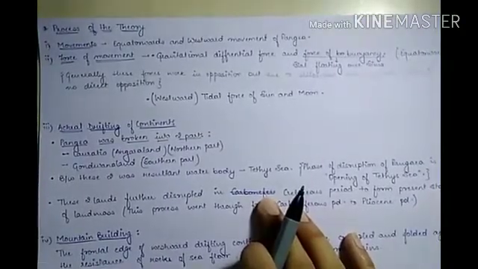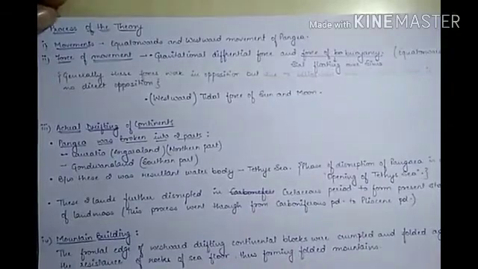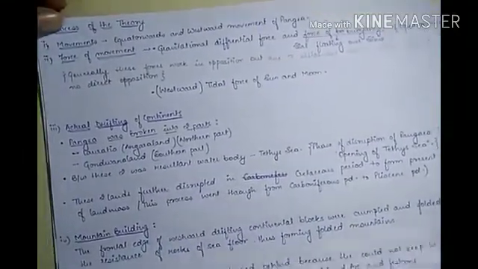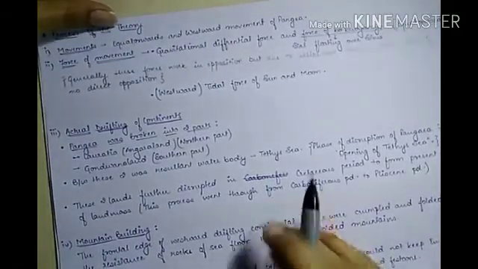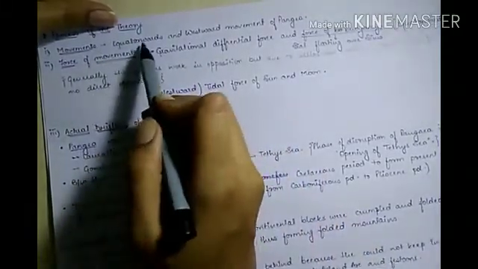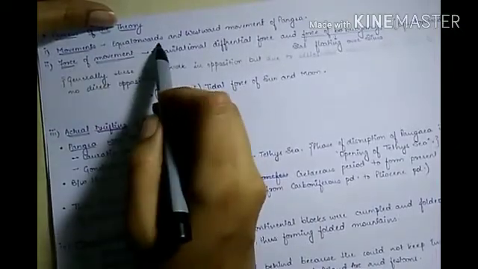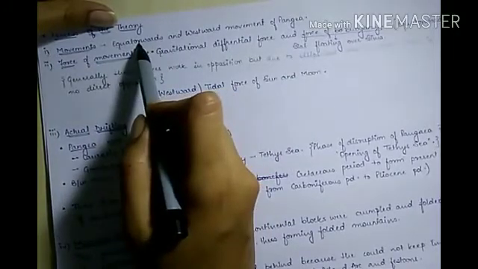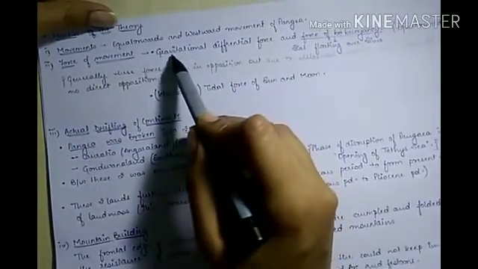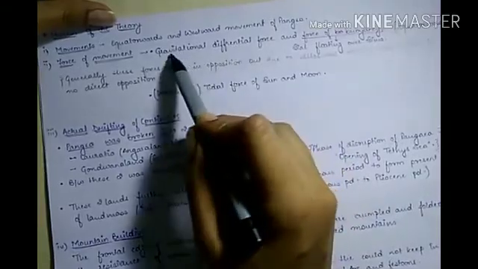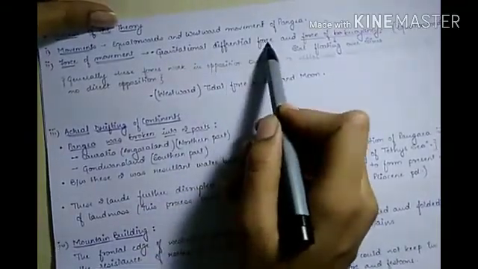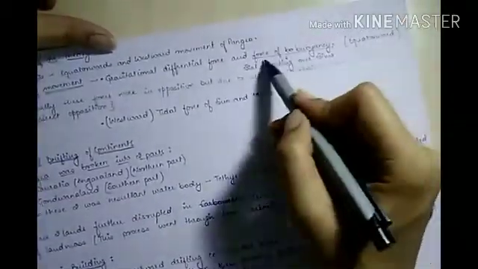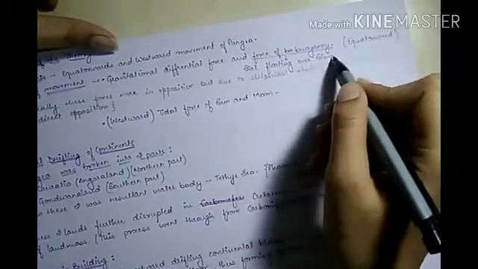After giving the evidences in favor of his theory, he described the process of the theory. In this process, he said that there were two types of movement in Pangea, that is equatorward movement and westward movement. This equatorward movement was due to gravitational differential forces and the force of buoyancy. Why the force of buoyancy? Because Sial was floating over Sima.